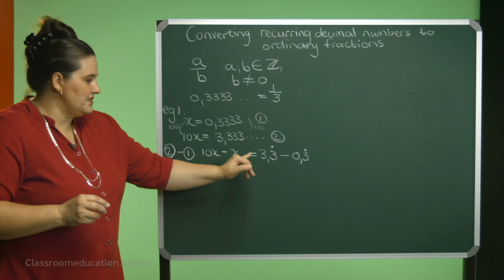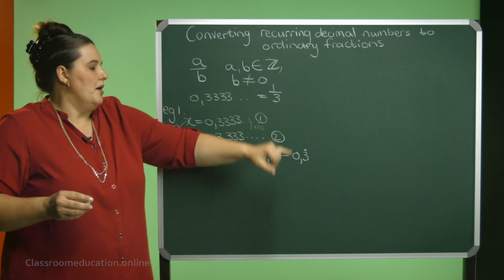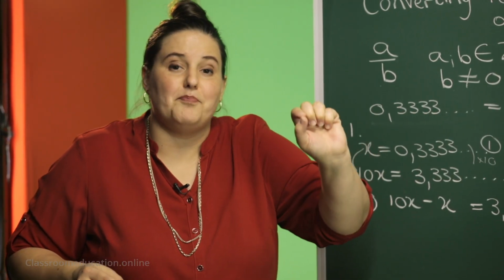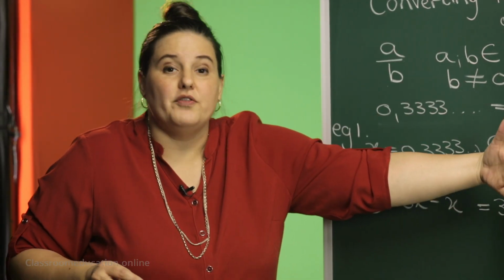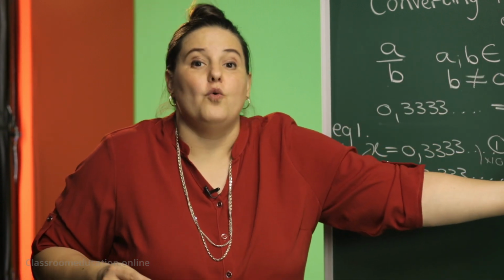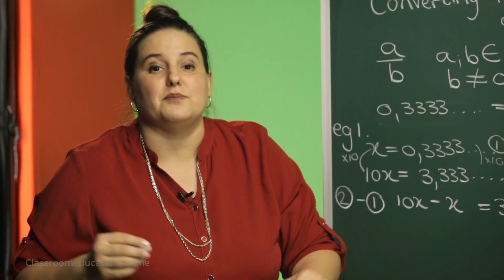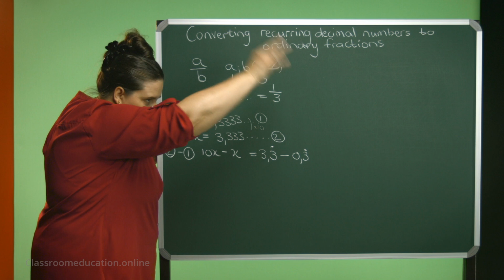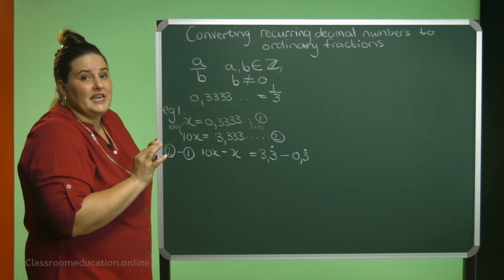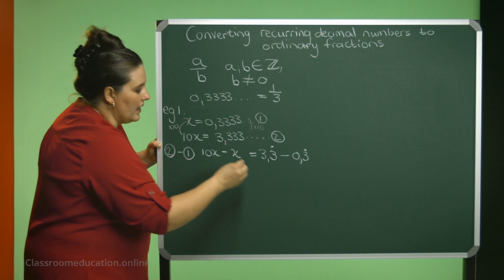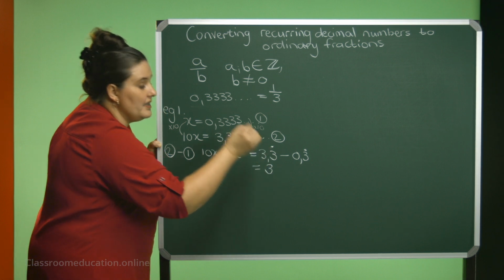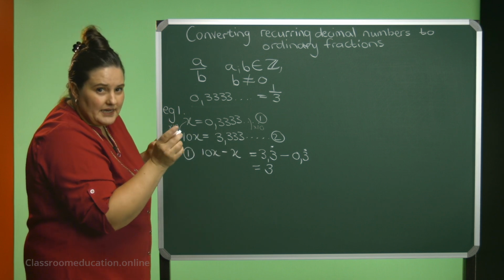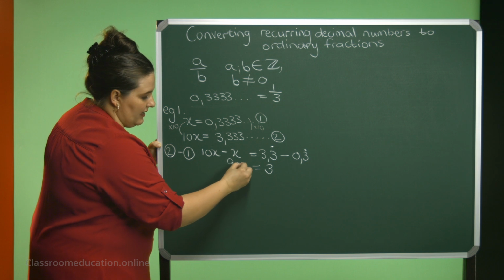Now, boys and girls, if you say 3,33333 minus 0,33333, then it means that the part on the right-hand side of the comma will fall away because I'm subtracting it. It becomes a 0. So 3,33333 minus 0,33333 will end up by having an answer of only 3. Now, on my left-hand side, 10x minus x is 9x.